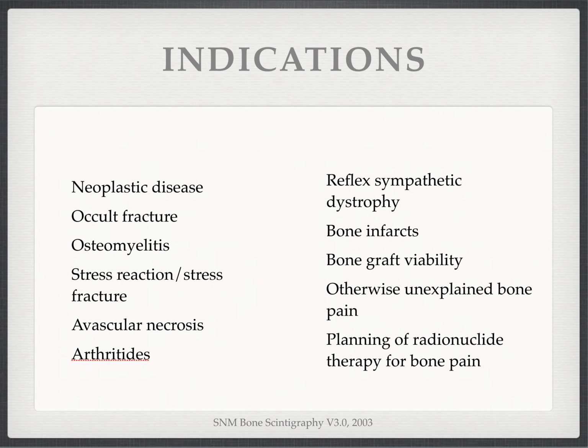So there are many indications. The two most common ones are detection of neoplastic disease, and the second one is detection of occult fractures. Occasionally, we try to detect osteomyelitis or reflex sympathetic dystrophy, but it usually doesn't quite work that well. But for tumors and fractures, it can work very, very well.